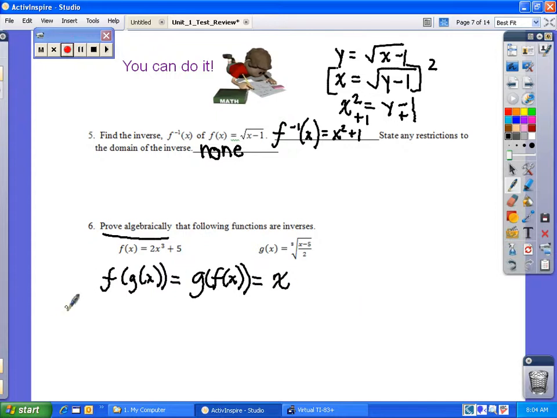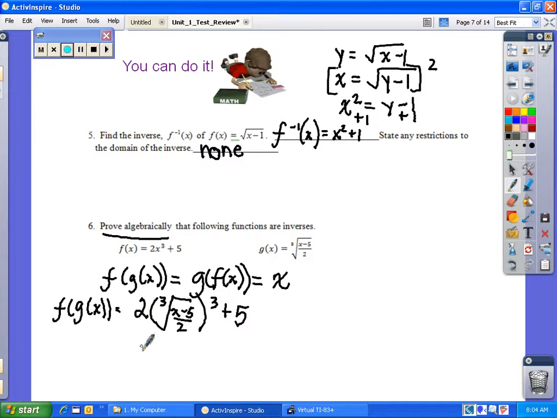So I'm going to first take f of g of x. That means I'm going to take 2 times the cube root of the quantity x minus 5 over 2, cubed, plus 5. So the cube root of something cubed is just that. Then I have 2 times x minus 5 over 2, plus 5. These 2's cancel. Then I'm left with x minus 5 plus 5. Minus 5 plus 5 is 0, so I'm just left with x.